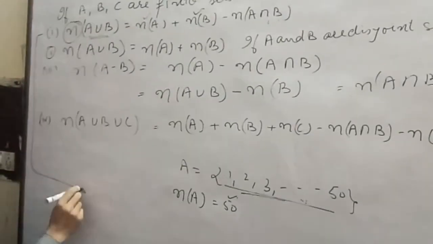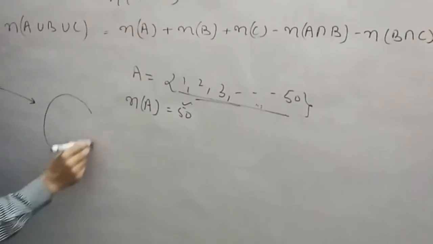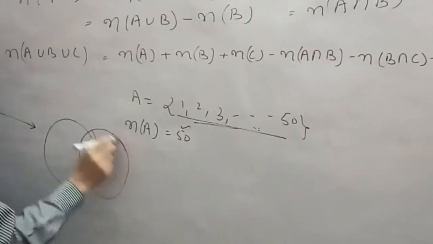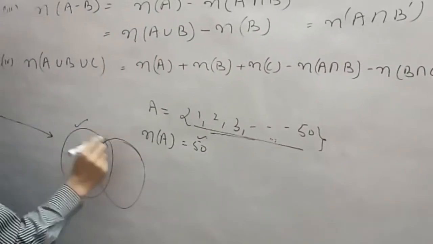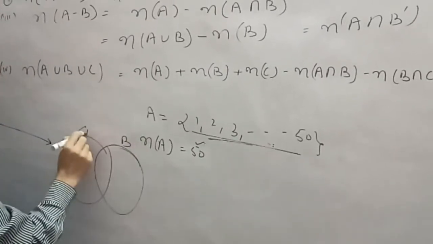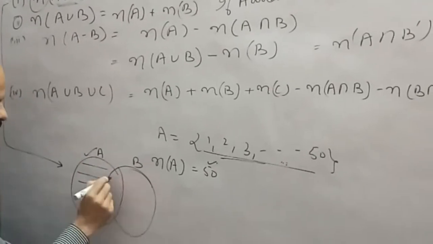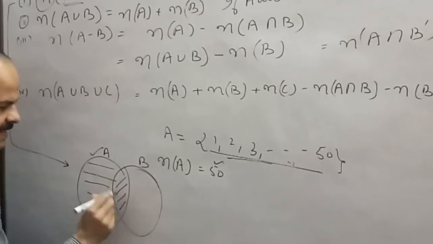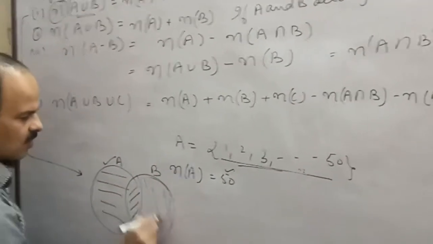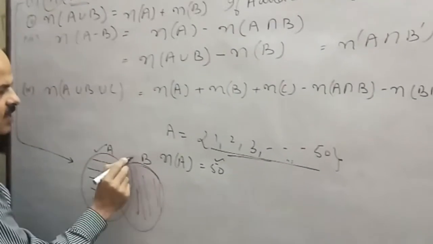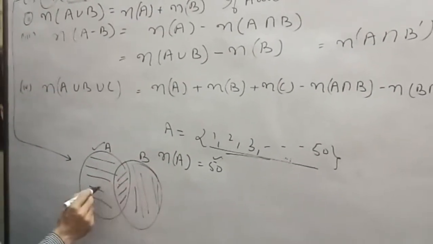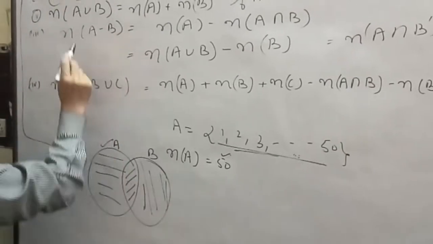In the Venn diagram, it will be drawn like this: A, B. This is A set. This is B set. So this portion will be counted, this portion will be counted, the intersection will be counted a single time, and this portion will also be counted. So this is n(A union B) in the Venn diagram. Three portions will be counted.